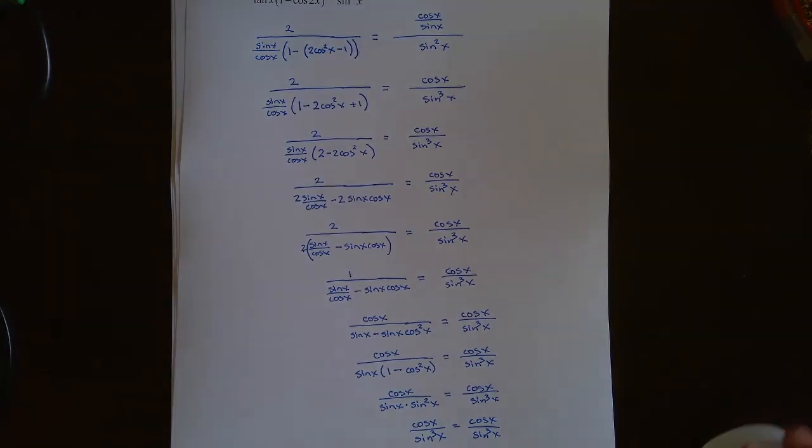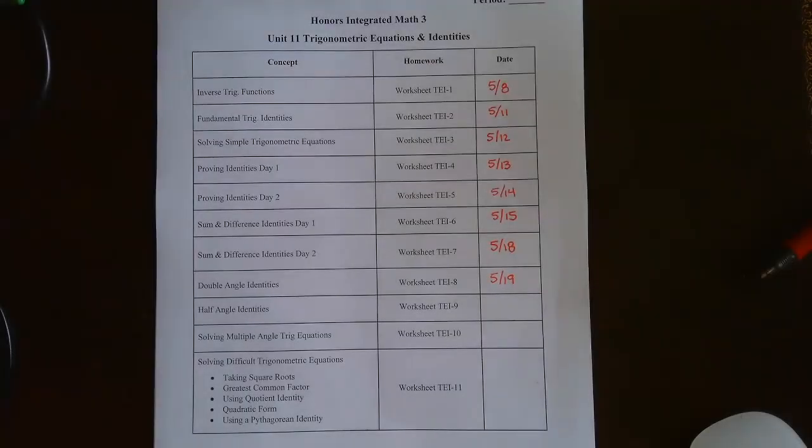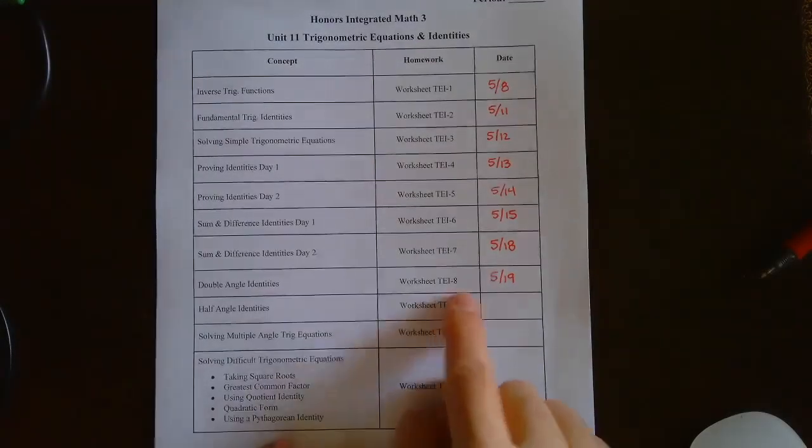Okay, guys, let me get the assignment sheet and I'll tell you what you need to do for today. What I want you to do today is the double angle identities, and I want you to do worksheet TEI 8.